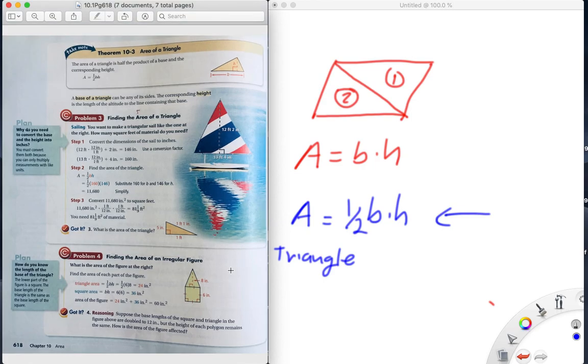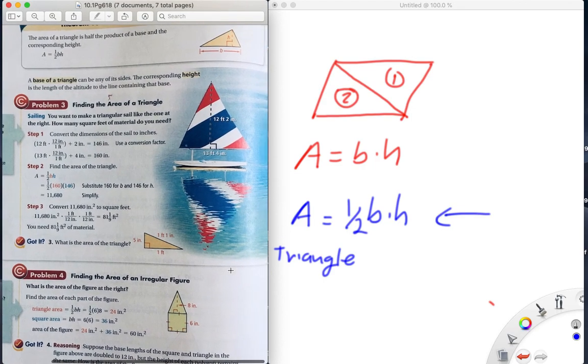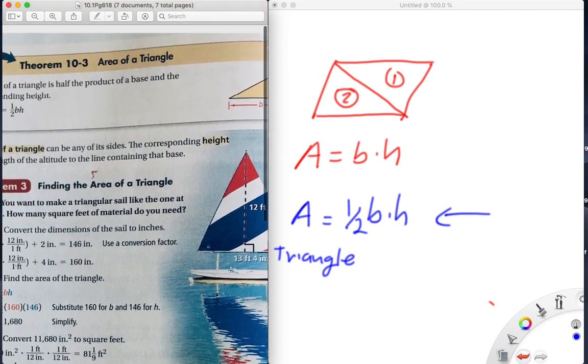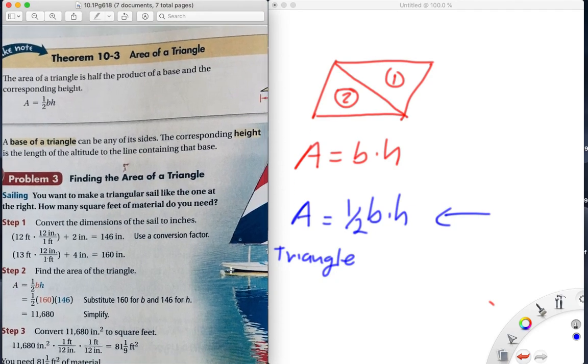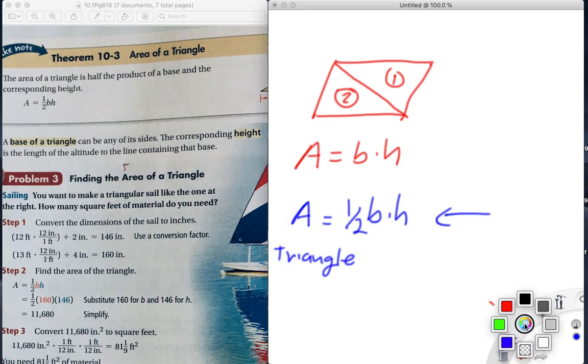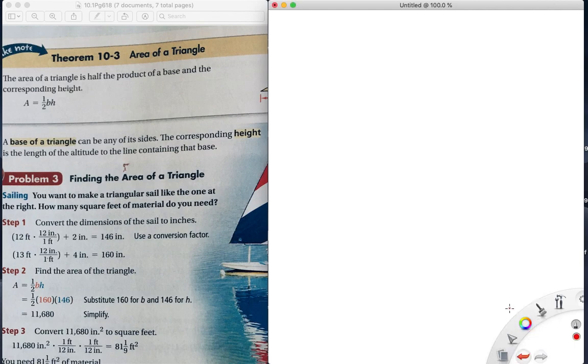So our last theorem or equation for this section is that the area of a triangle is 1/2 base times height. When thinking about a triangle, it really doesn't matter which side it is.